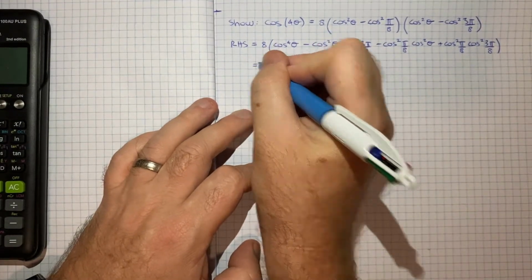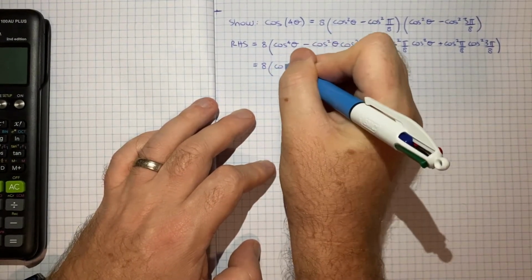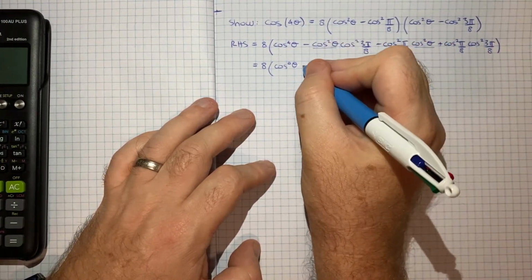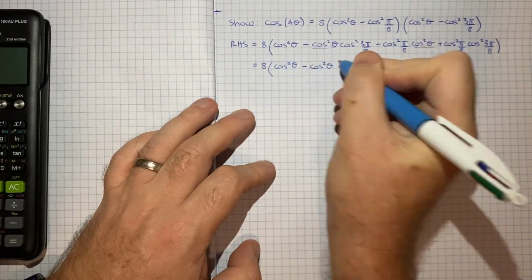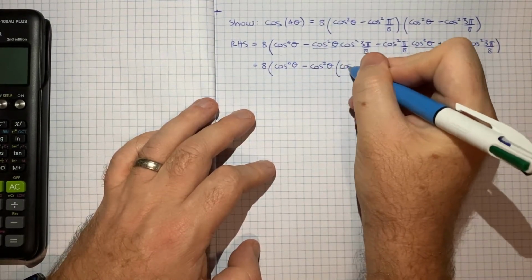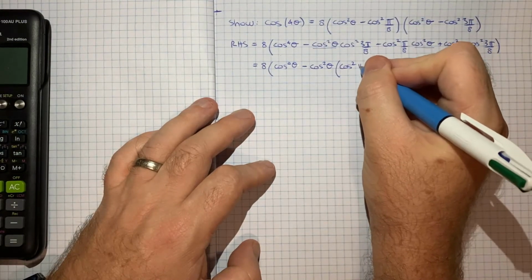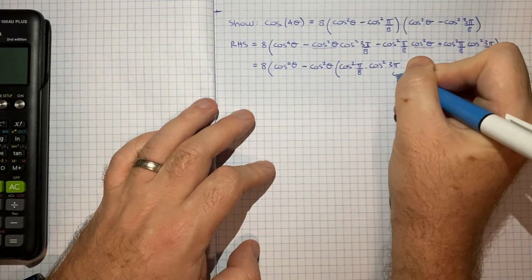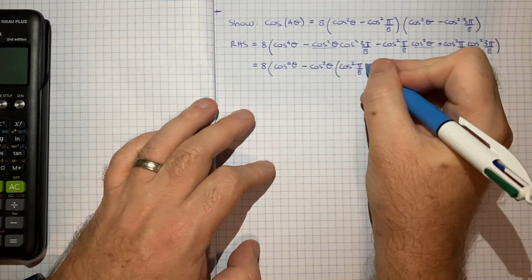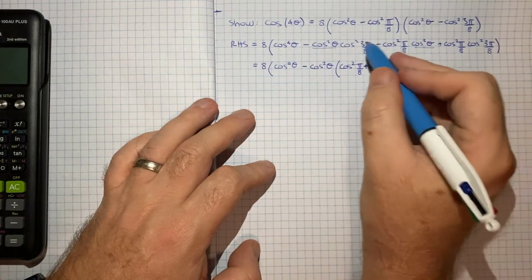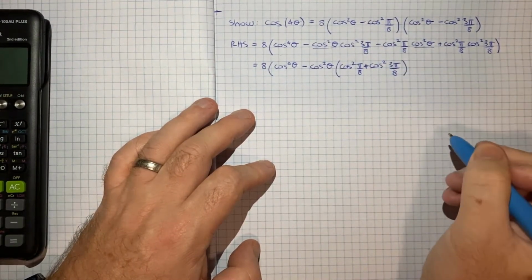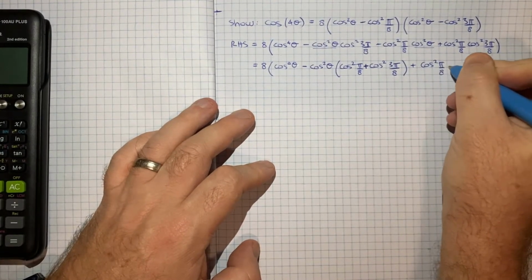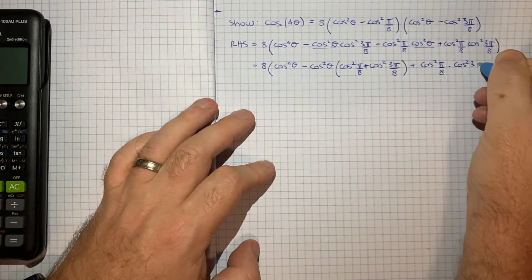And I think from there, what I'll do is factor out this cos squared theta. So we'll get minus cos squared theta times, I might just write the pi on 8 first, cos squared pi on 8 plus cos squared 3 pi on 8. And then plus cos squared pi on 8 times cos squared 3 pi on 8.